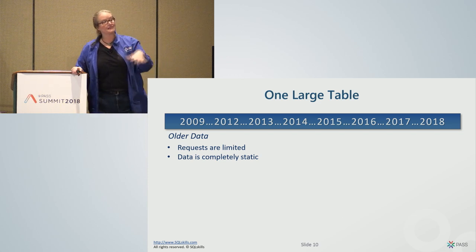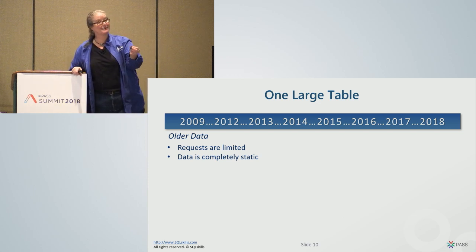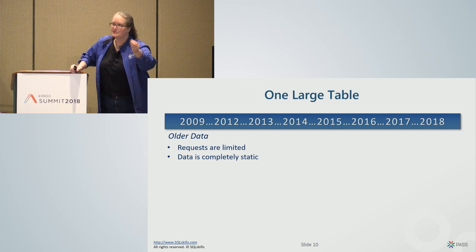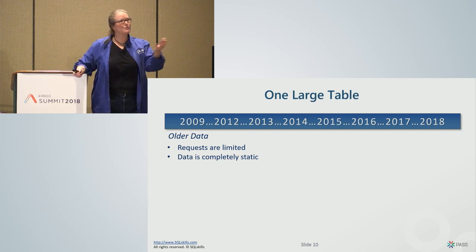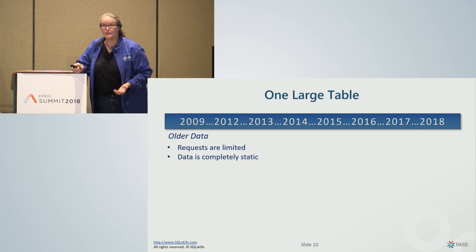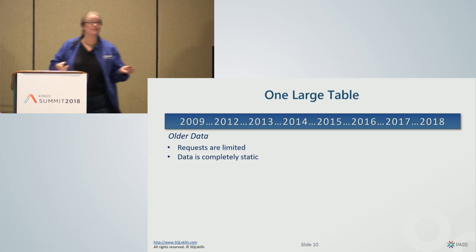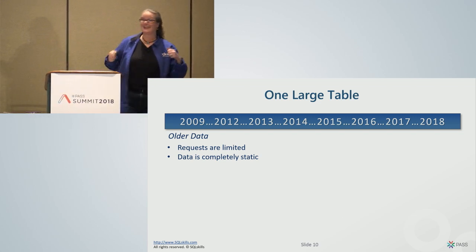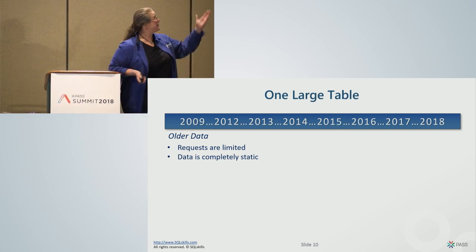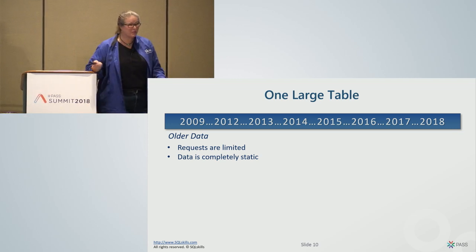Depending on how you rebuild the indexes, I'll talk about a partition level rebuild in a second, but you could be touching all of that data that is static. And what about things like fill factor? Even if you're partitioned, fill factor can't be set at the partition level. And for your 2018 data, you want fill factors, but for your 2009 data, you want 100%.